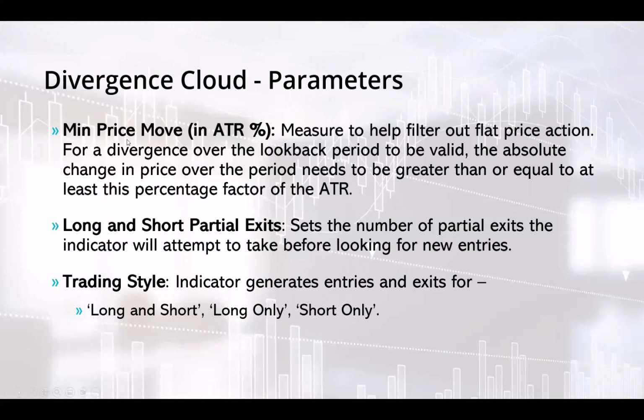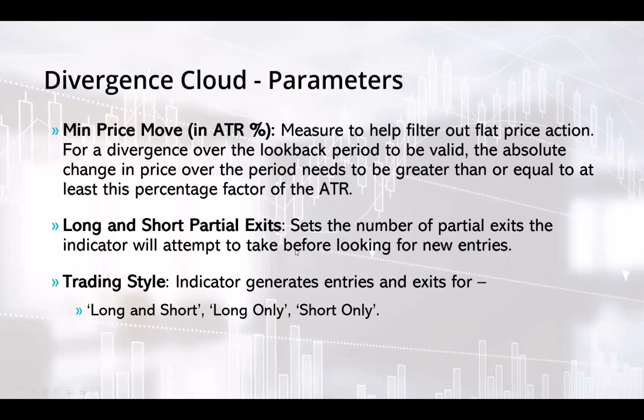All right, and the other two parameters are the same as we had before. We have long and short partial exits. Same as in 1, 2, 3 strike, here you can set the maximum number of partial exits that you want to have for a given entry signal. And then we have the trading style parameter, which lets you indicate whether you want to see both long and short signals, perhaps long signals only, or short signals only.